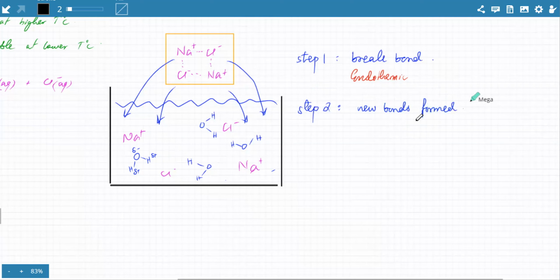New bonds are formed. The sodium ions previously were attracting Cl ions, but because of your vigorous stirring, the Cl ions broke away and scattered, right? And sodium ions instead started attracting the water molecules, right? So a new bond is formed. And when you form new bonds, that part is exothermic, right?